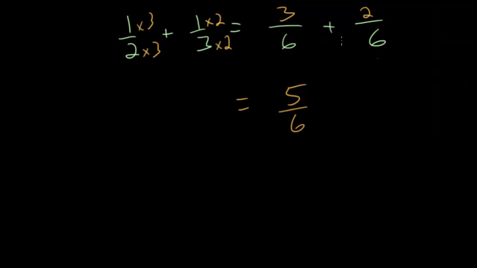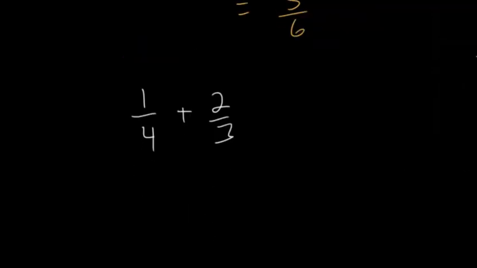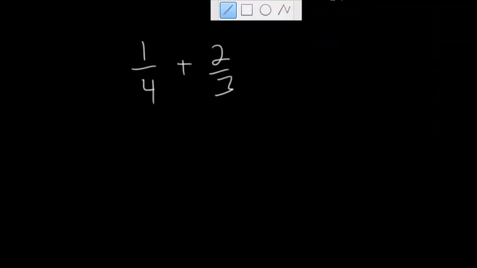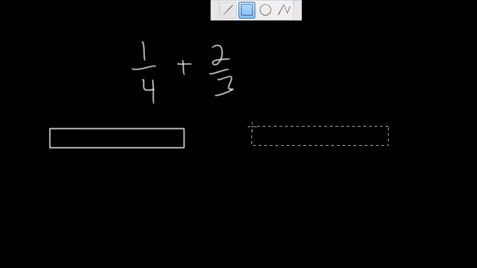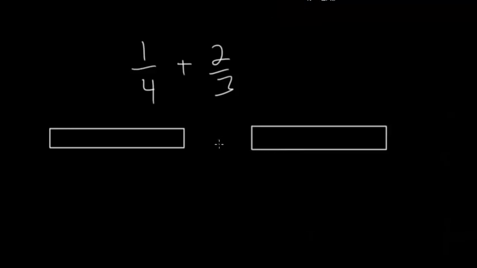Now, let's look at a separate example using a different type of model. And maybe this model will make a little bit more sense to you. So let's say we have 1/4 plus 2/3. And for this model, I'm essentially going to use rectangles that I break up into pieces. So let's say we have a rectangle there and a rectangle here. And we're going to add these together.